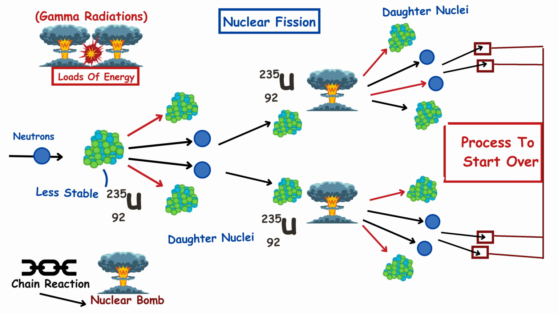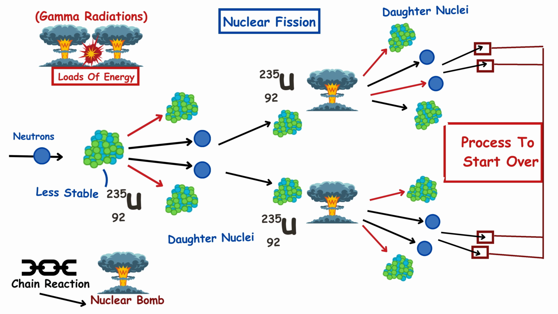We begin with a large and inherently unstable nucleus, such as uranium-235, and then we fire a slow-moving neutron at it. This neutron is absorbed by the uranium nucleus, making it so unstable that it splits into two smaller nuclei, known as daughter nuclei. This reaction also releases 2 or 3 more neutrons along with a substantial amount of energy in the form of gamma radiation.